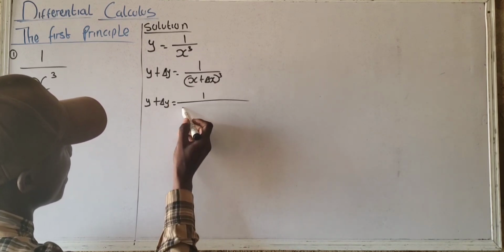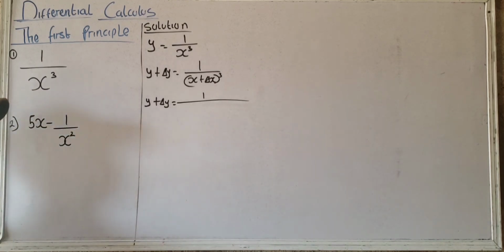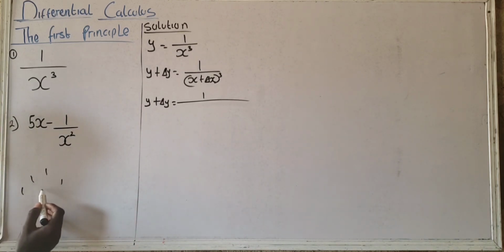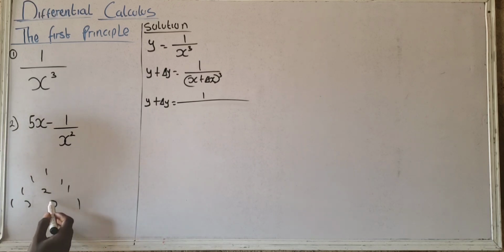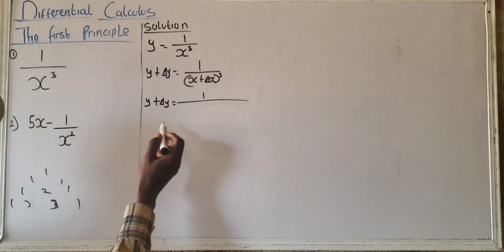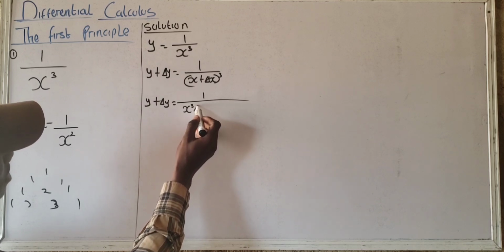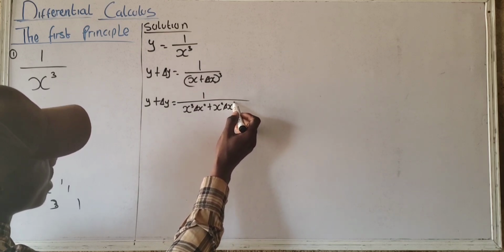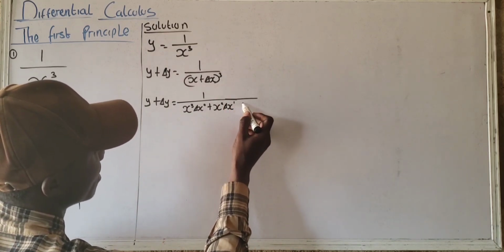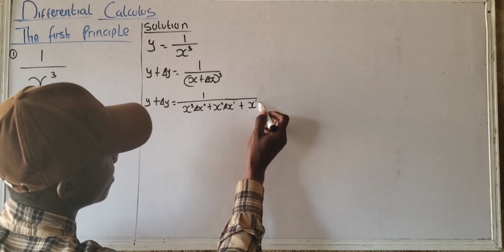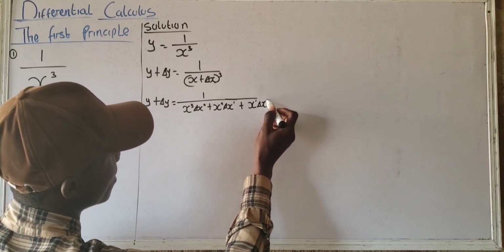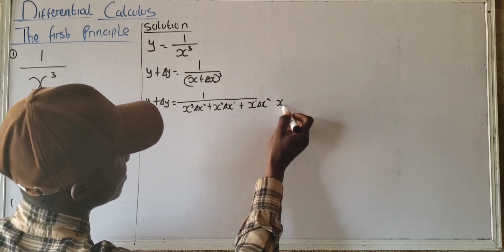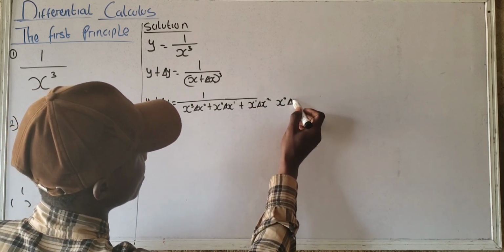okay, 1 over x. Now, if you want to expand this, you can do it in two ways. You can use Pascal triangle and you can also do normal expansion, okay? Now, using the Pascal triangle, let's quickly expand this. Using the Pascal triangle, we are going to have x raised to the power of 3, delta x raised to the power of 0, plus x raised to the power of 2, delta x raised to the power of 1, plus x raised to the power of 1, delta x raised to the power of 2, plus x raised to the power of 0, delta x raised to the power of 3.